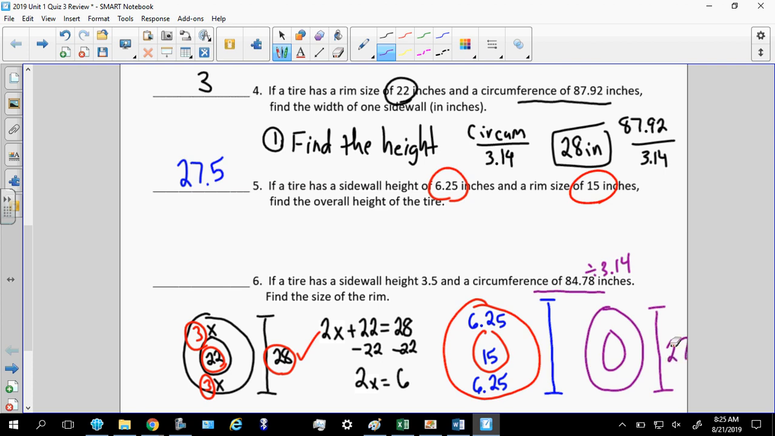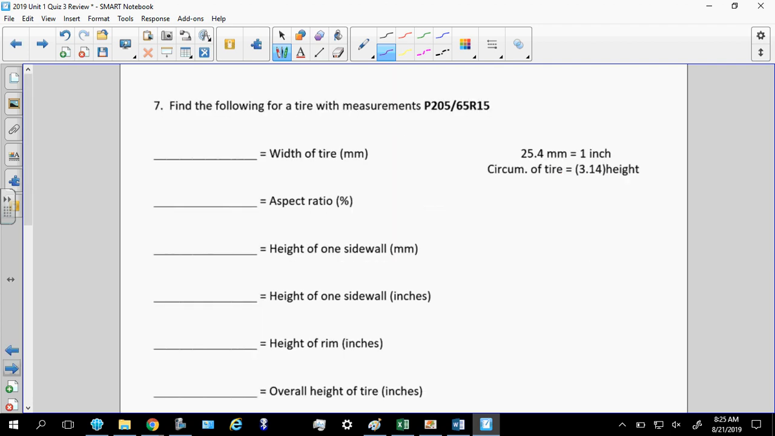27 inches. And it says the sidewall height is 3.5, which means down here is 3.5. I'm looking for X. Well, X is the only thing I need to solve for. I'm just going to take 27 and subtract out the 3.5s. And when I do that, I get an overall height of 20. There we go. That's how easy it is. All right, next question. Another tire question.